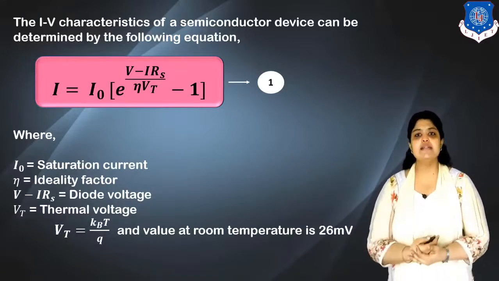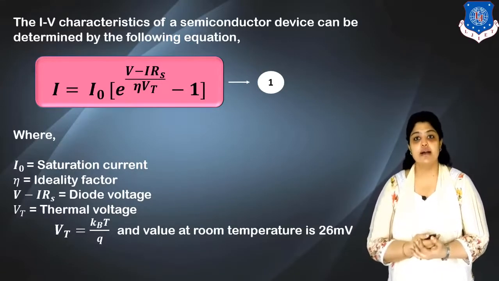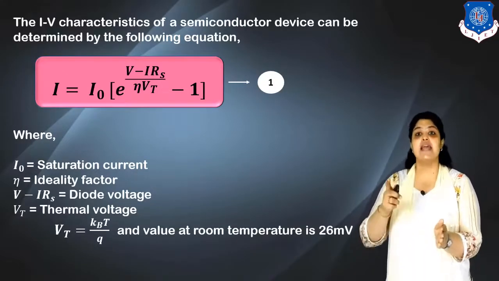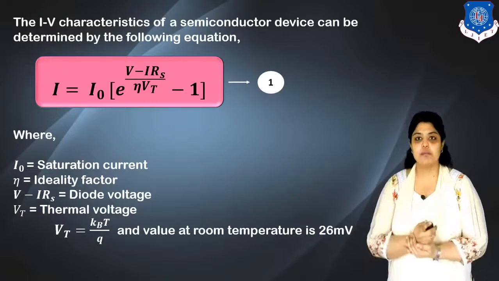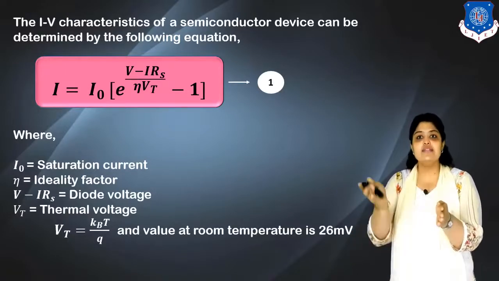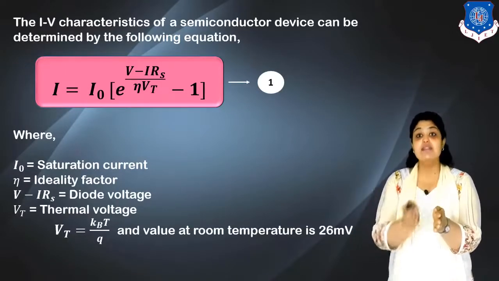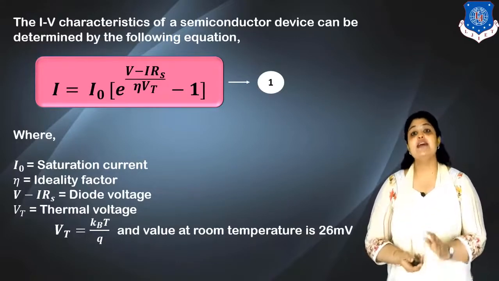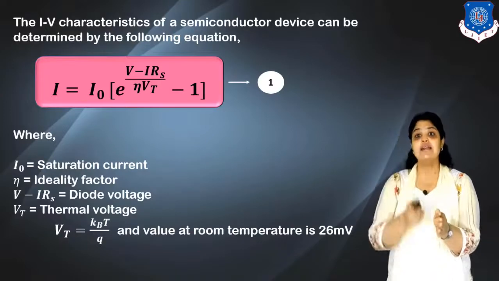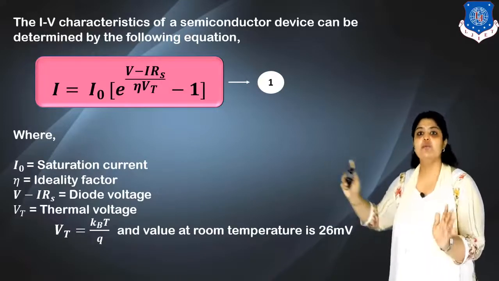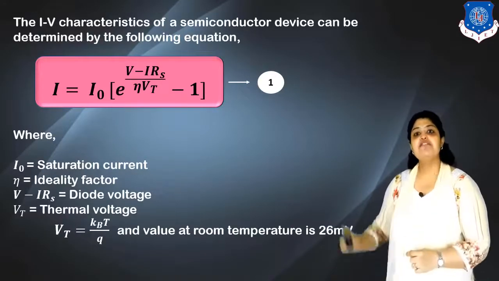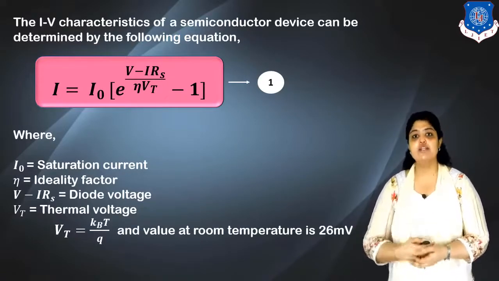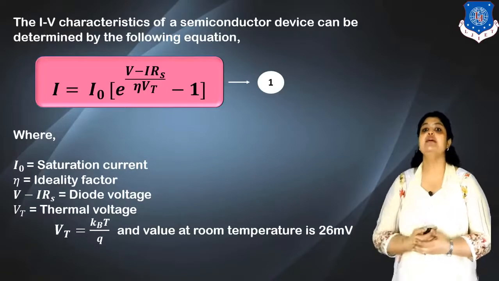I just gave you an example of threshold voltage of a silicon diode. Ideally it should be 0.7, but practically exact 0.7 is not possible. So how close the value is to the ideal value, that denotes the ideality factor. If I say practical value is exactly equal to ideal value, eta will be 1. Next we have V minus IRs, that is equal to Vd, and that denotes the diode voltage, and Vt here denotes thermal voltage.